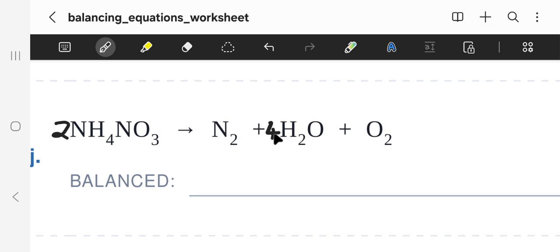But let's look at the oxygens. For the oxygens, I have 4 oxygens plus 2 oxygens. That's how many oxygens? That's 6. And then this side, I have 2 times 3 oxygens. That's 6. So the equation now, guys, is going to be balanced.